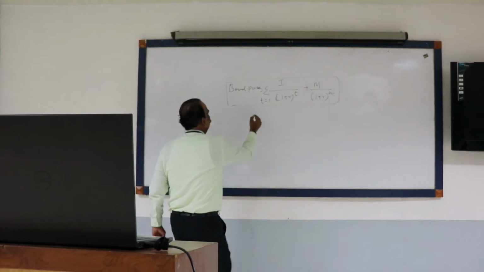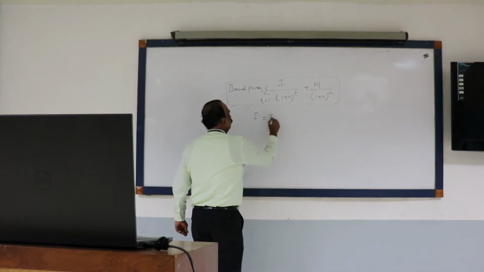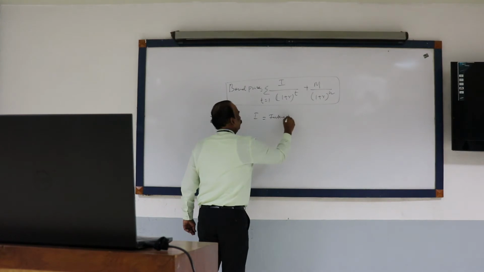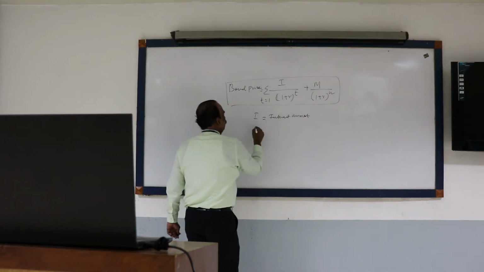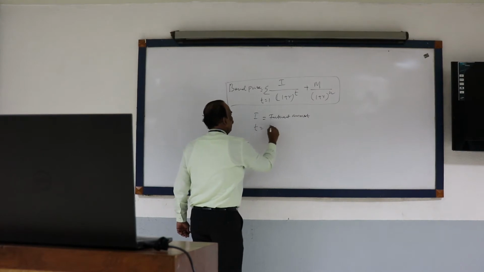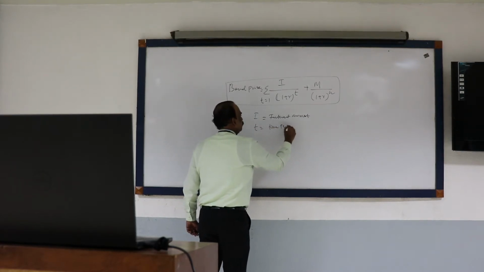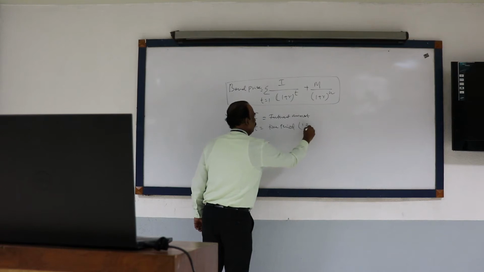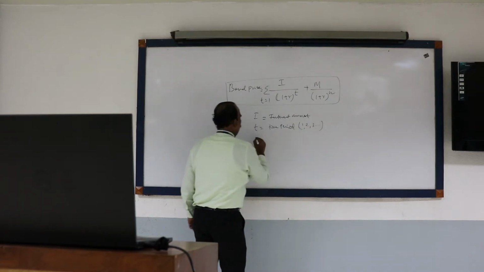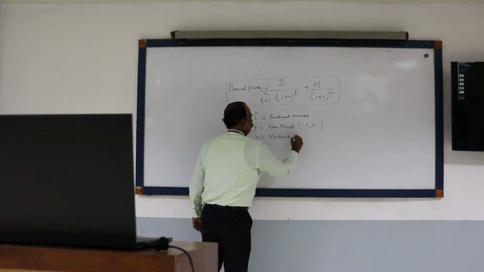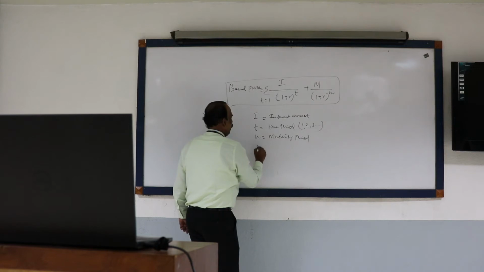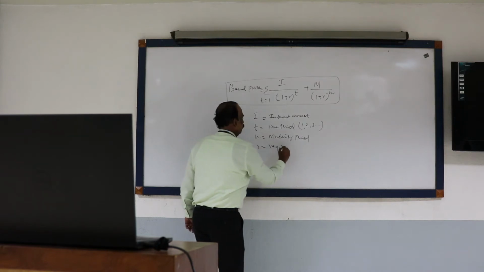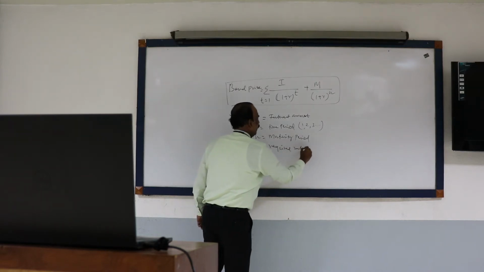So what is I? I is called the interest amount. T is called the time period, that means 1, 2, 3. N is called the maturity period. Then R is called the required rate of return.